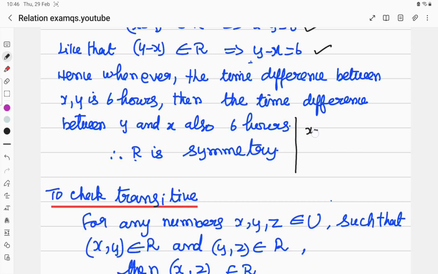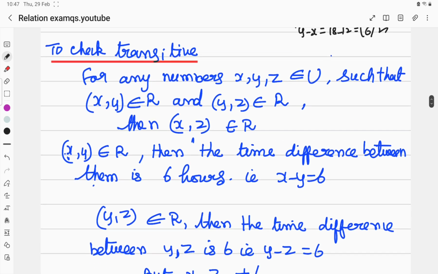Let x is equal to 12, y is equal to 18. Therefore, we get x minus y is equal to 12 minus 18 is equal to minus 6, but for the time difference we have to take the positive 6. Like that, y minus x, 18 minus 12 is equal to 6. So, it obeys symmetry, R is symmetric.